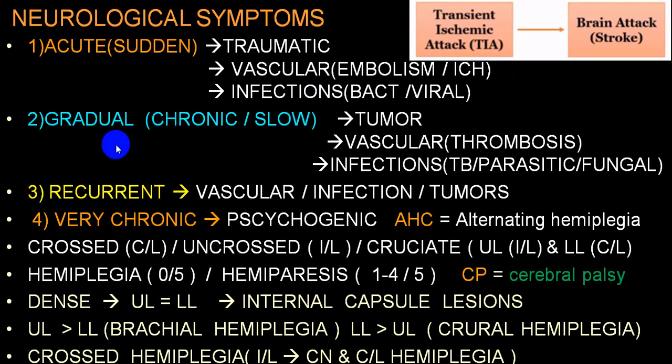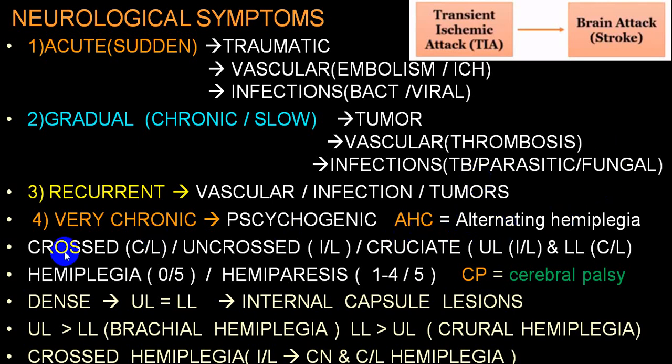While chronic or slow, or we call it gradual, will be seen in case of tumor. As far as vascular etiology is concerned, thrombosis, and among other infections, tuberculosis, abscess, parasitic infection, fungal infection, etc. But of this, thrombosis will be very common, which will be producing hemiplegia. Recurrent are more common with vascular, occasional infection, or maybe in tumor. Very, very chronic, by and large we call psychogenic, or non-organic. There is one familial variety of hemiplegia where it is labeled as alternating hemiplegia.